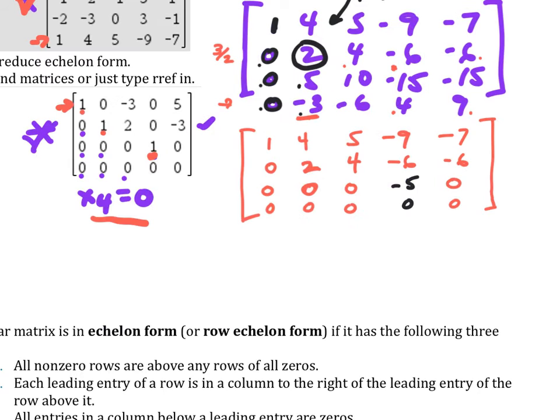So if I switch the third and fourth rows around, I always want this 0 row to be at the end if I can. And so this right now is in echelon form because I have the requirement that I wanted, that all of these right here be my zeros. Now finally, to get it in reduced row echelon form, I need this 2 to be a 1 and then this -5 to be a 1.